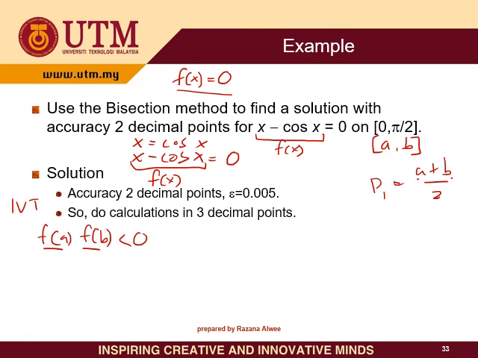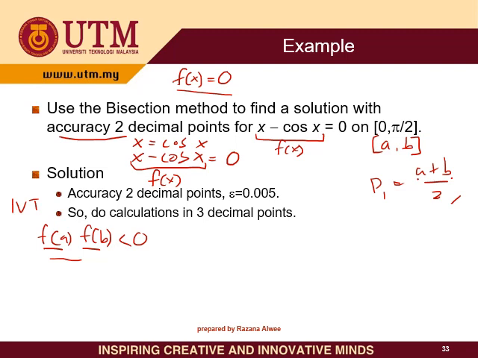First, we need to understand what we want to solve. We want to solve f(x) equal to 0. And then we must find our f(x). Why? Because of this. And then we must find our a and b. Why? Because of this. Then we need to see the accuracy here. They say it is 2 decimal points.